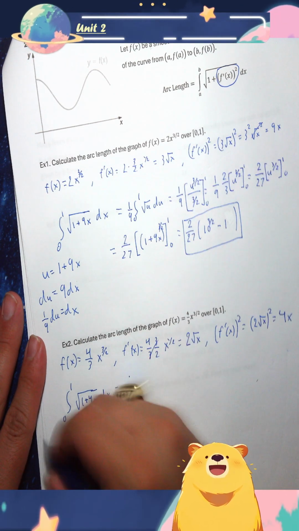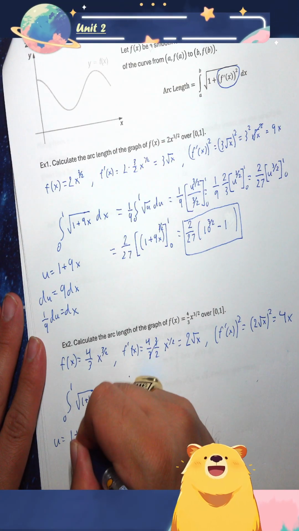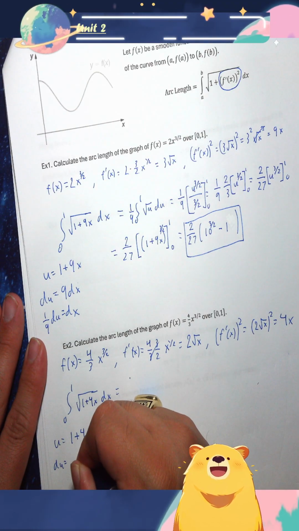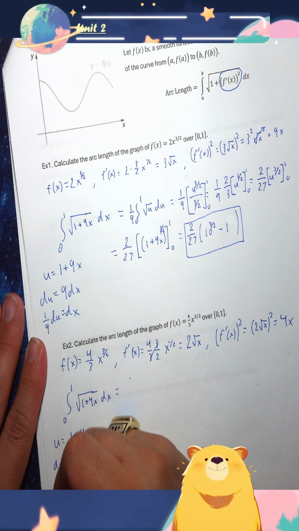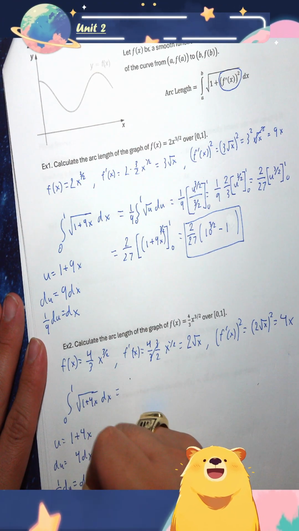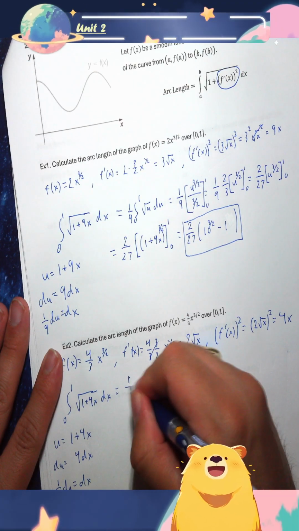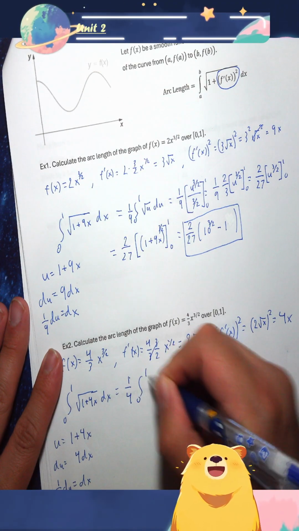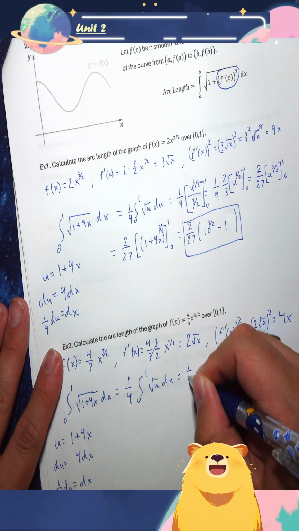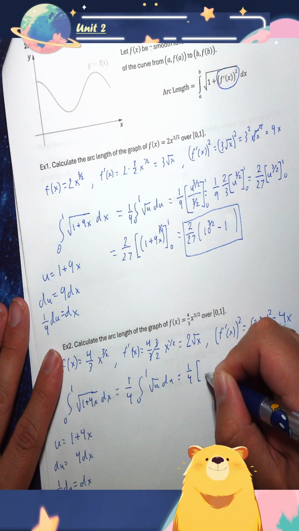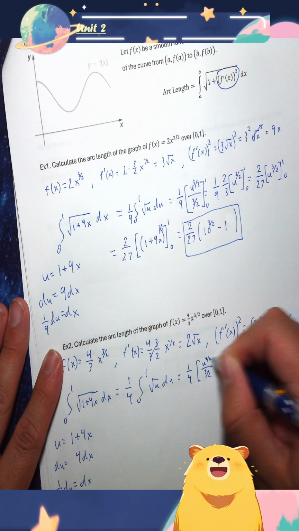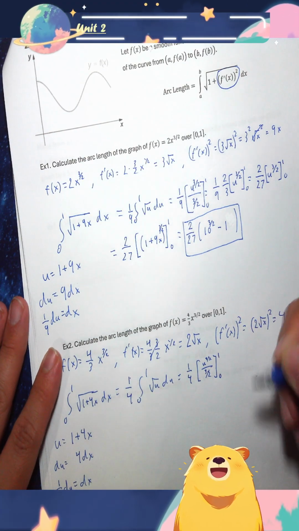You get u is equal to 1 plus 4x. Du is equal to 4 dx. You don't have a 4, so you've got to make it disappear and just reappear. 1 over 4, integral from 0 to 1, square root of u du. 1 over 4, 3 over 2, u to the 3 over 2, from 0 to 1.